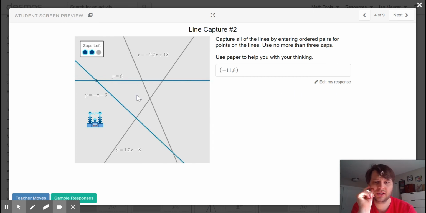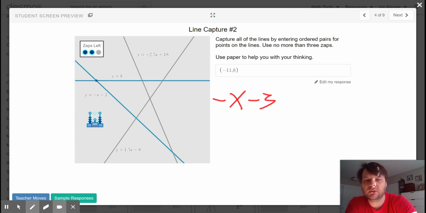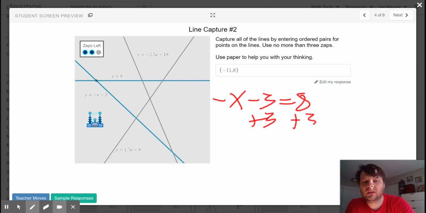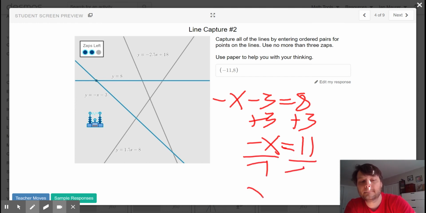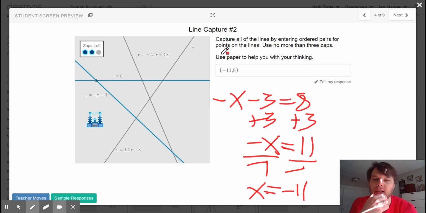How did I get negative 11 again? I just solved for x. Negative x minus 3 equals 8. I think I can write that down. Just have negative x minus 3 equals 8. Add 3. Negative x equals 11. Divide by negative 1. You get x is equal to negative 11. And so that's how I found the negative 11, comma 8.